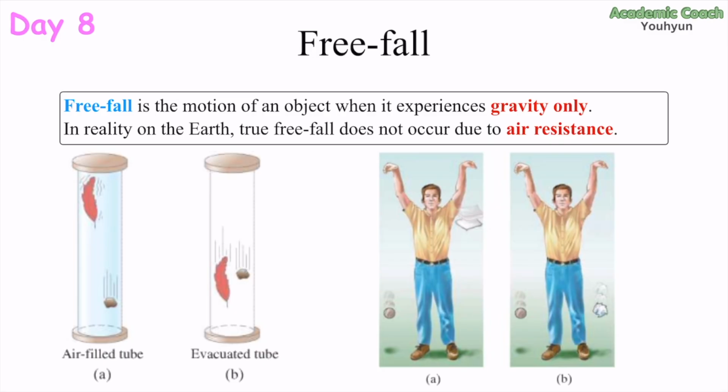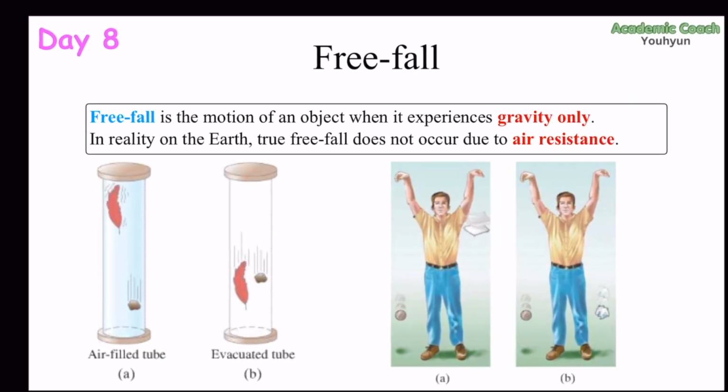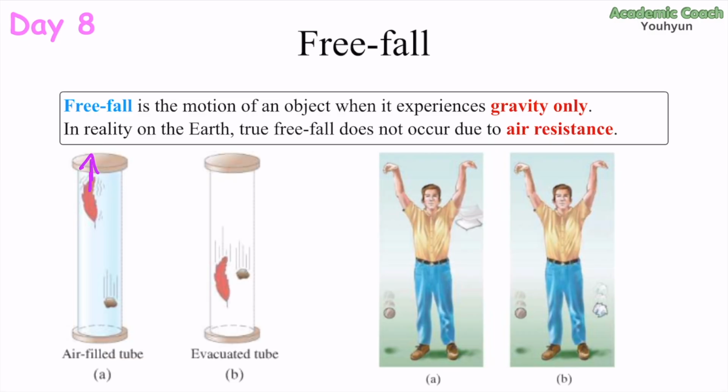So a feather has obviously a much larger surface area, so it receives a lot more air resistance. For a stone, it's going to receive only a small amount of air resistance. So that explains why the stone drops at a much faster rate. But if you put them into an evacuated tube, no matter their shape or material or surface area, they will drop at exactly the same rate.